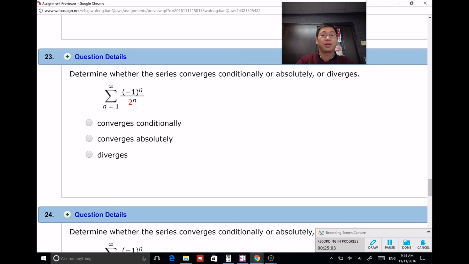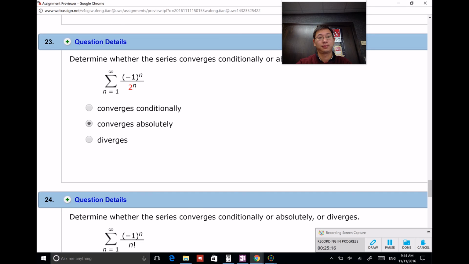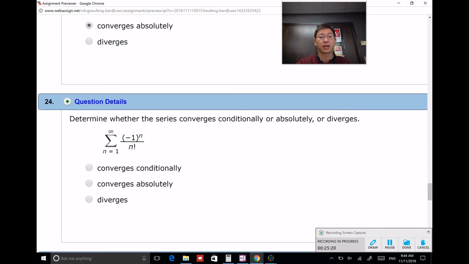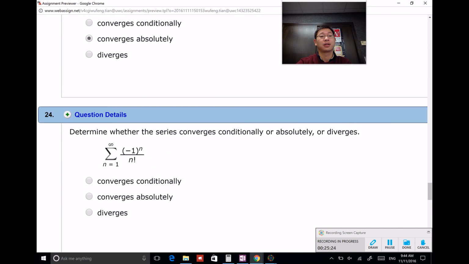Travis, could you please tell me if this one converges absolutely or conditionally? This one would converge absolutely. You take the absolute value, get 1 over 2 to the n, and r is 1/2. That's perfect. So that converges absolutely. Very good. Thank you very much.